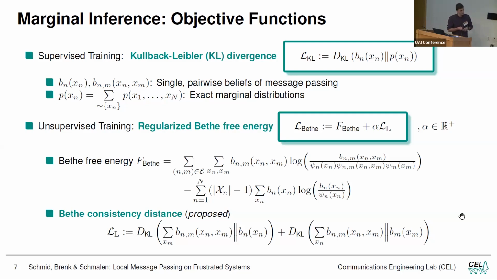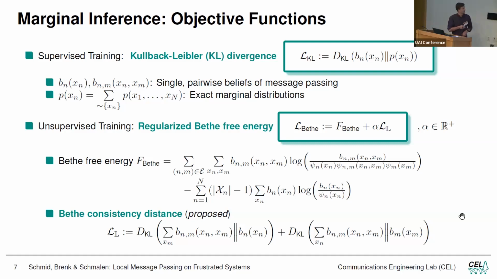free energy. I showed here the formula of the Bethe free energy just to show you that it does not depend on the true marginals, and it basically only depends on these beliefs, so the result of the message passing, and these psi factors, which are the local factors here of the graph, so this is basically a very local loss function. And additionally, we also apply some regularization here.